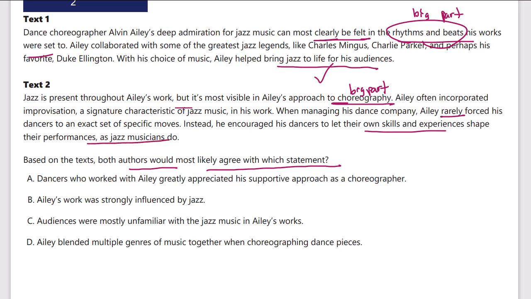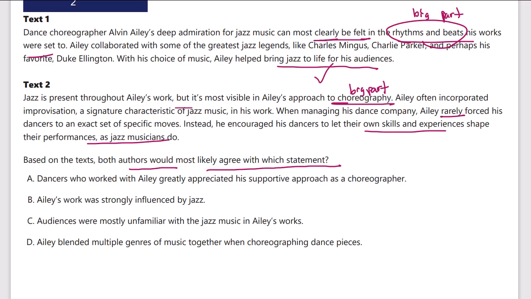So main idea, rhythms and beats. Text 1 says that's the big part of Alvin Ailey. Text 2 says no, choreography, his dance moves and how the dancers worked. That's the biggest part of his work. Okay, so of course they disagree, which is typical, but we want what would they agree with? Well, what they agree with is in either case, Alvin Ailey was a jazz legend, it looks like, right?